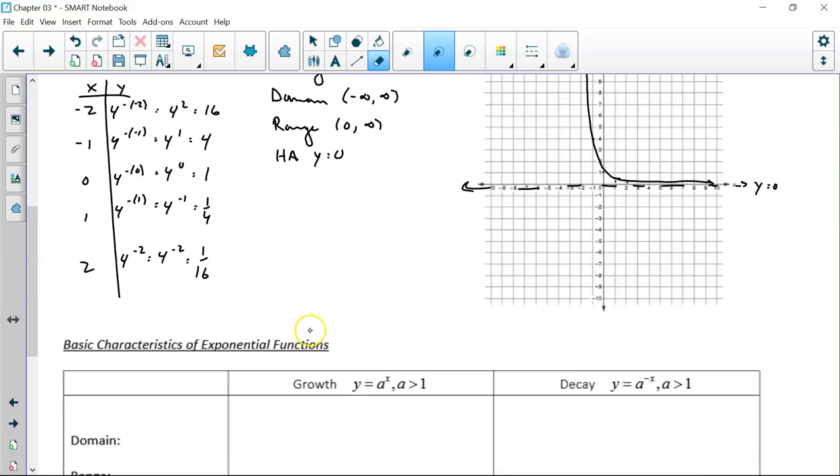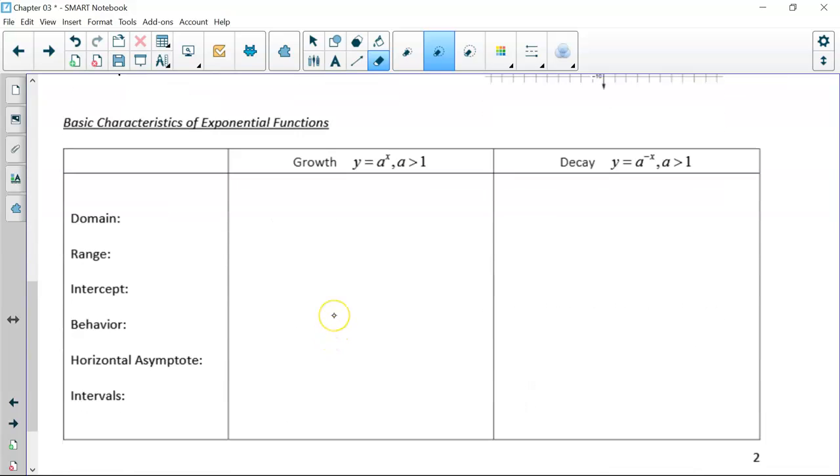Now, the one thing I want you to keep in mind for these, the horizontal asymptote for both is at y equals 0. The domain, all real numbers, negative infinity to infinity. Our range was going from 0 towards infinity. Our intercept, the y-intercept, is at 0, 1. For the x-intercept, there is none.